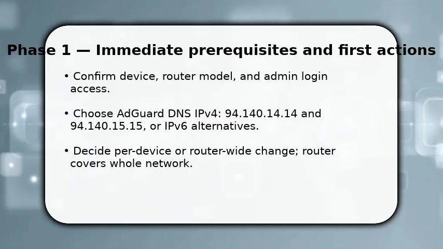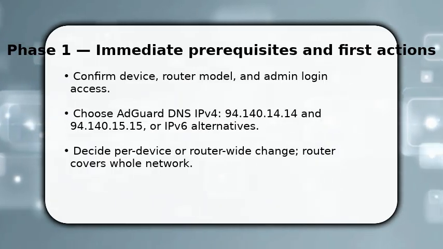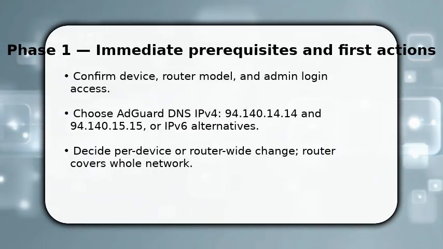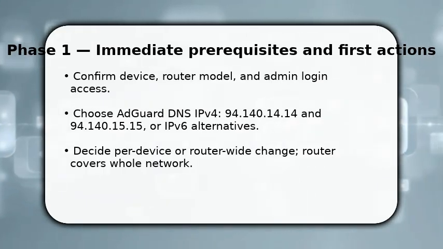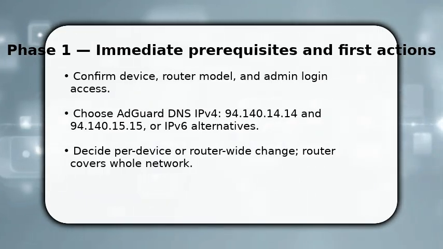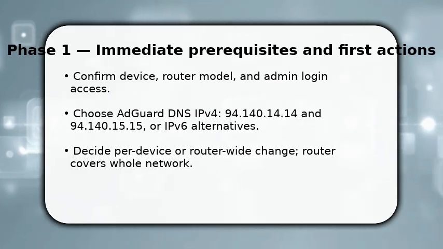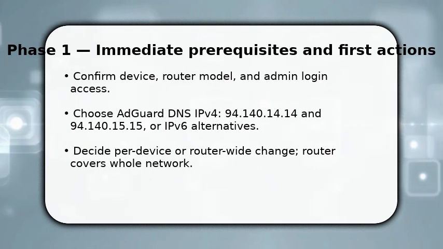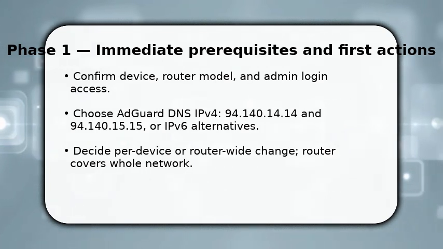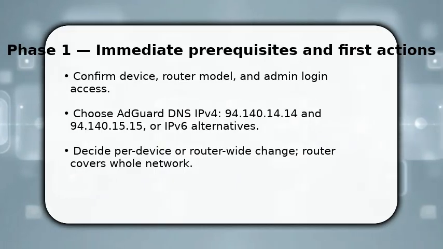Once logged in, locate WAN or DNS settings. They are commonly under network or internet. Next, select Adguard DNS addresses. Use 94.140.14.14 and 94.140.15.15 for IPv4. Make sure to copy existing settings somewhere. That way you can revert if needed, and now you're ready to enter the new.